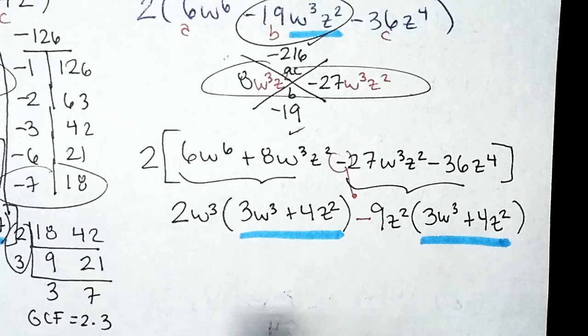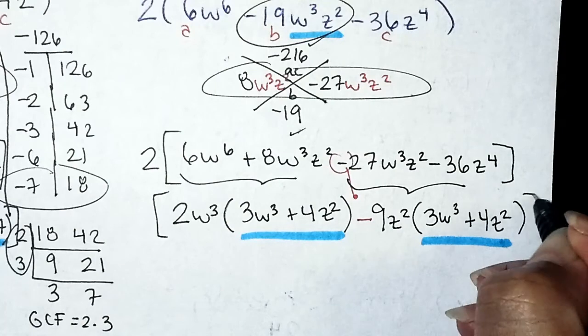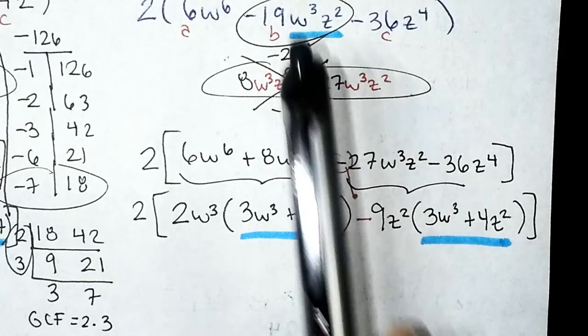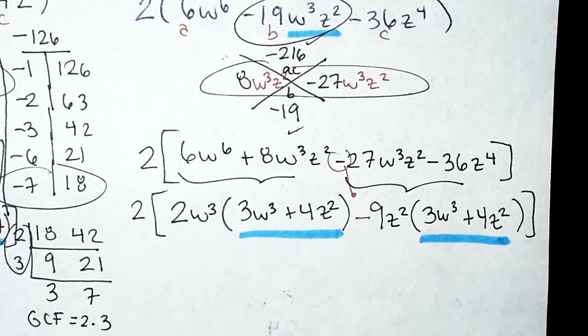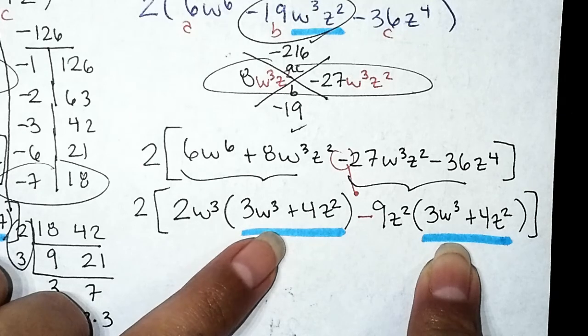Alright, let's do this. Let's bring down the rest of the problem. We're going to go ahead and multiply our expression by 2. Okay, factor by grouping. Split the middle term, make your groups, take out the GCF from each group, and then factor out your new GCF or the common binomial.